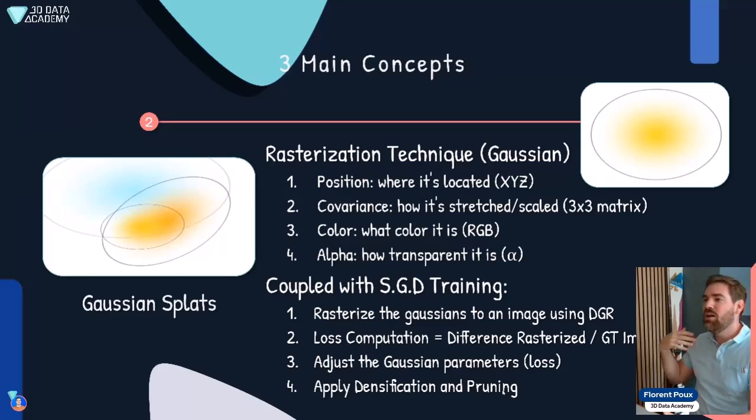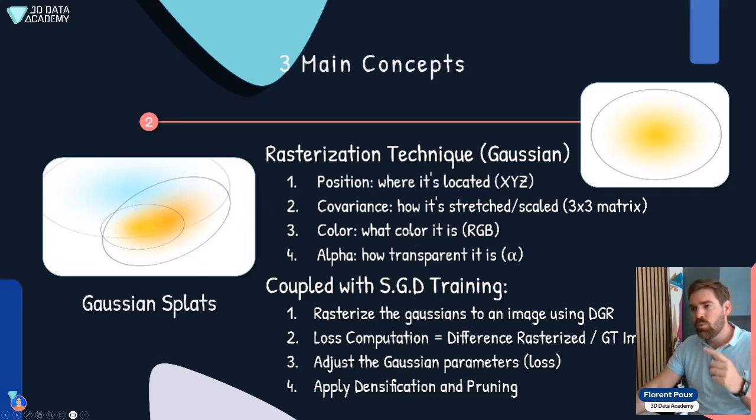And instead of in VFX, where usually we will rasterize meshes with triangles, here the single unit is a Gaussian splat. And basically it has a position, so where it's located, XYZ, a covariance, how it's stretched or scaled, the color, and the alpha channel. So here you have the border for simplicity, but it's not like this when you display that. And basically, when you have a lot of Gaussian splats, you have these elements that play very well together.